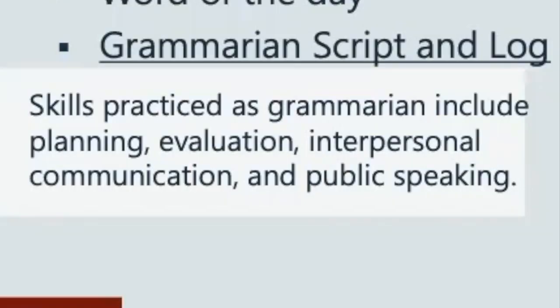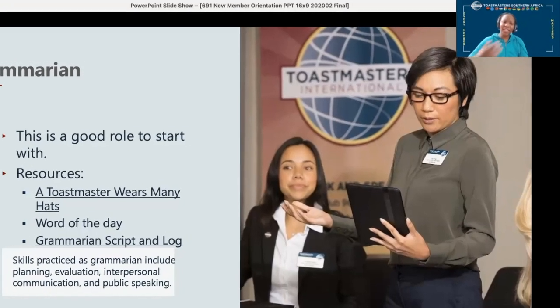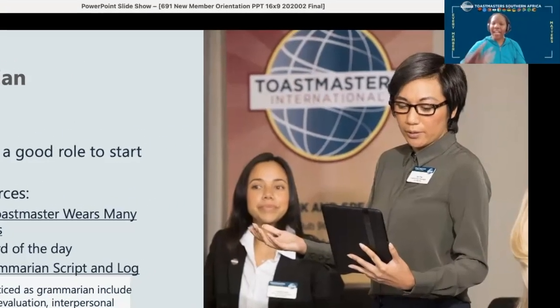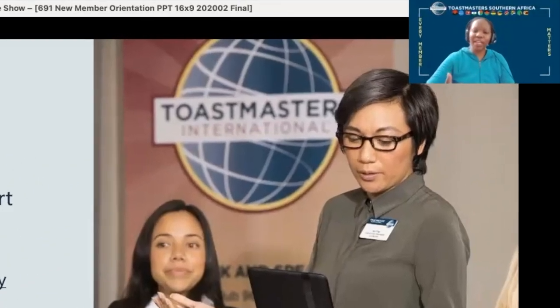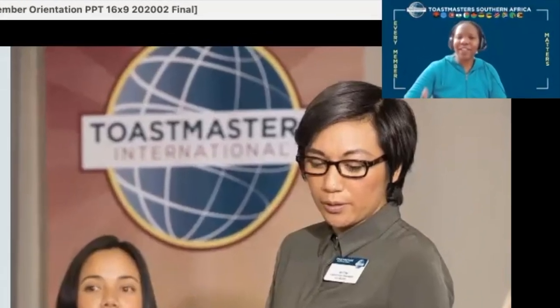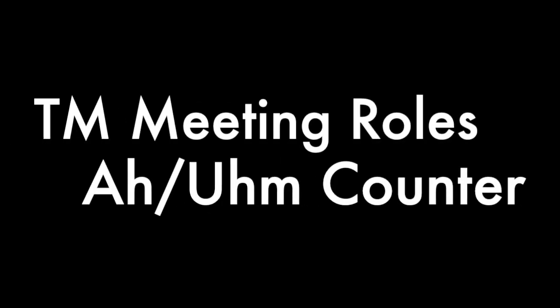It also allows you to get skills in planning, evaluation, interpersonal communication, and public speaking. Of course, you are able to make note of everything that happens in the meeting, but also deliver it in a way that is encouraging to the speakers and to all the role players to make use of words, to challenge themselves as they put their speeches together. And of course, you are providing feedback along the way.